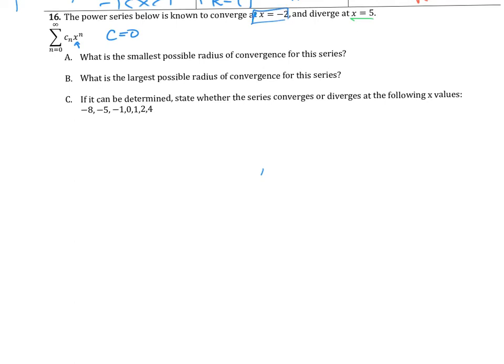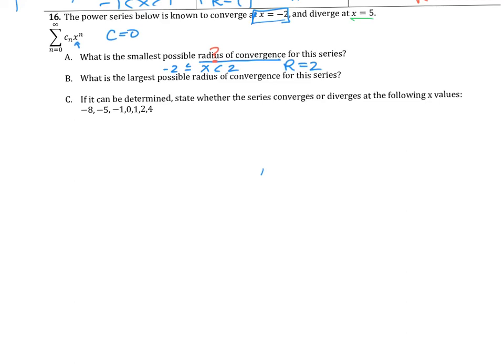If we know that it converges at x equals -2, question A is asking us, what is the smallest possible radius of convergence? Well, we know that it can go all the way down to -2 and converge, which means the smallest radius of convergence is 2. And what I don't know, and we're going to come back and talk about this when we get to part C, is what's happening at +2. I don't know if it converges at +2, so I'm going to leave that as a red question mark for right now.